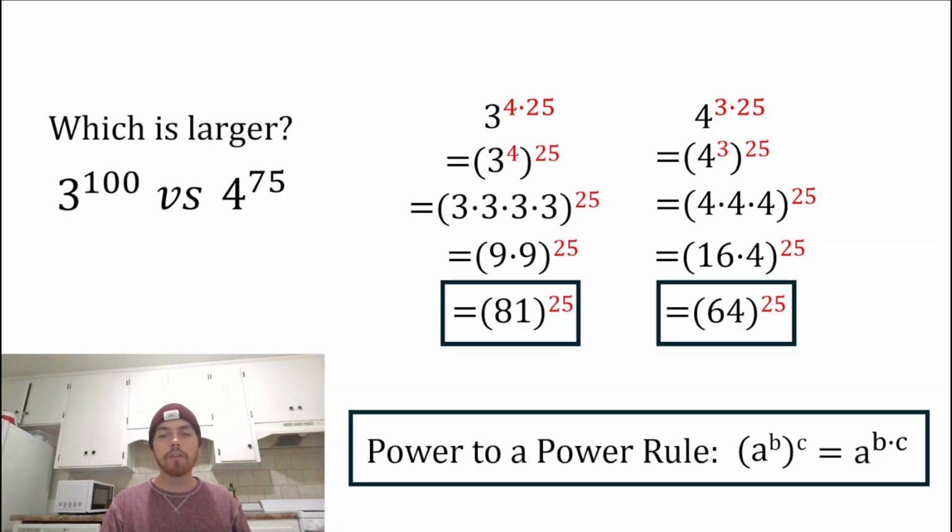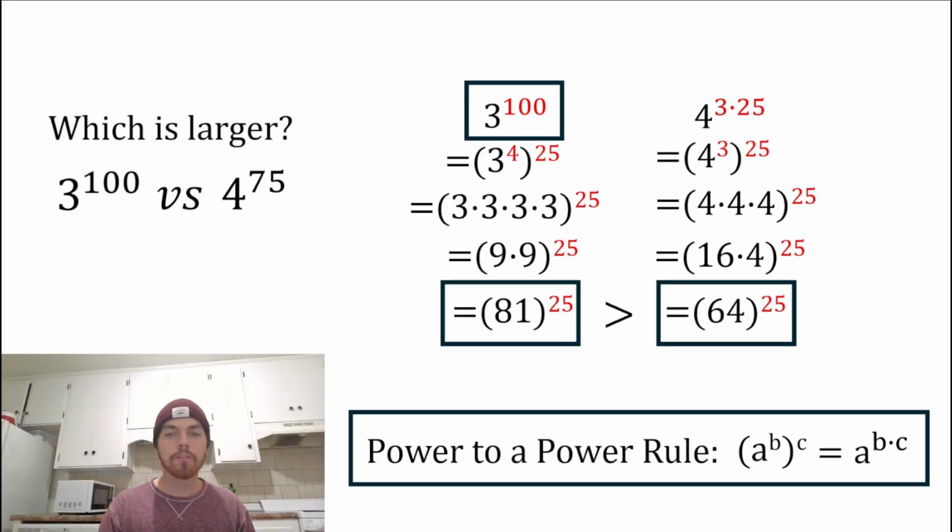Now we have 81 to the 25th and 64 to the 25th. We have the same exponent, 25, in both cases. But since the exponent is the same, we can just compare the base. Since 81 is greater than 64, 81 to the 25th is going to be greater than 64 to the 25th. And since 81 to the 25th is the same as 3 to the 100, that means 3 to the 100 is going to be larger than 4 to the 75. So our answer is 3 to the 100. Pretty cool stuff.